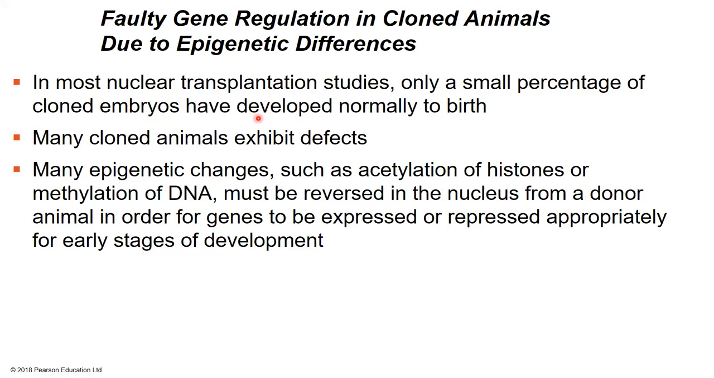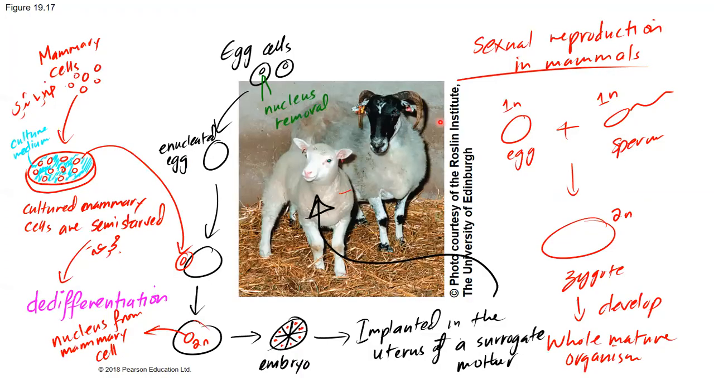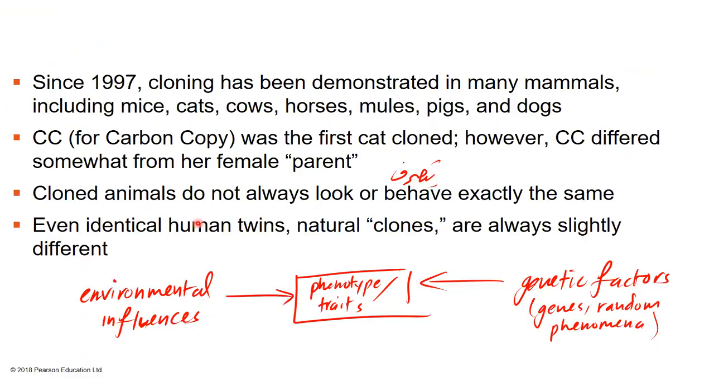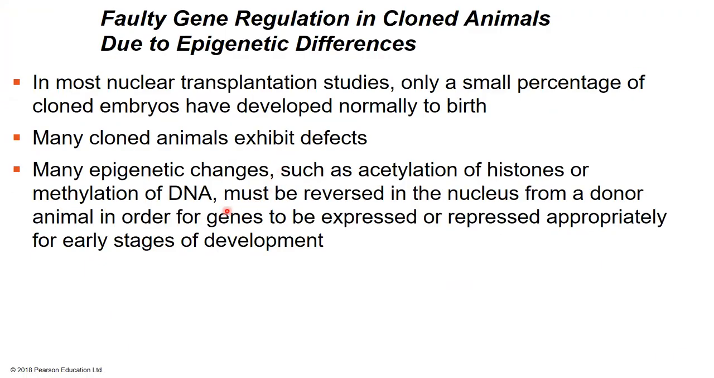Scientists noticed that in most transplantation studies, only a small percentage of cloned embryos developed normally to birth. You have to understand that the Dolly scientists did this experiment around 226 times before they were able to successfully give birth to Dolly. So Dolly was the 227th attempt. They failed 226 times, if I remember correctly. So the success rate of nuclear transplantation was very low.